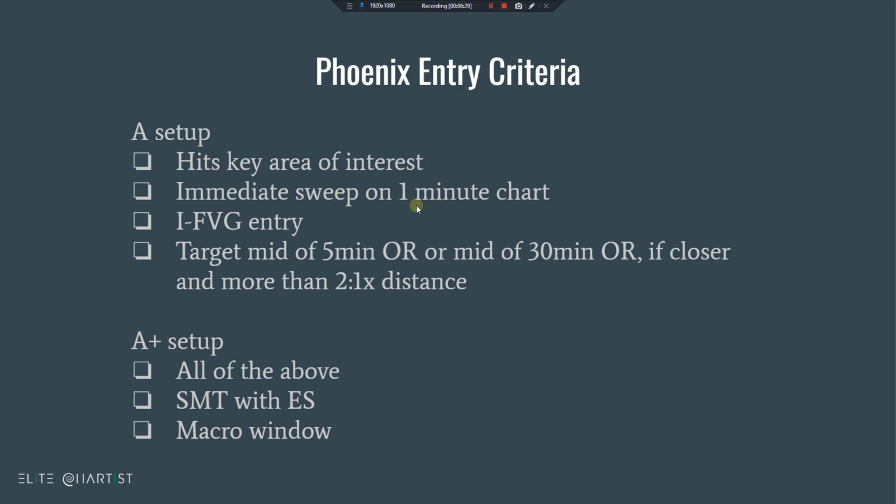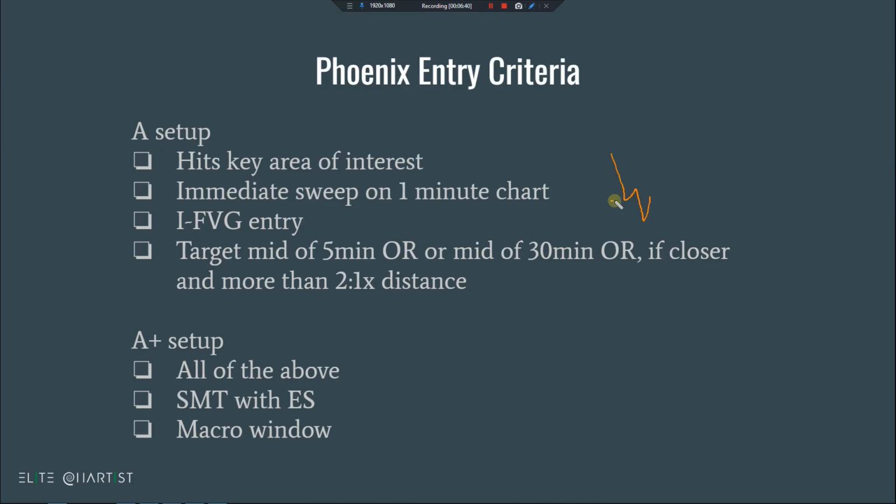Phoenix, you're going to hit the key area of interest. I kind of just showed it in the last little drawing I did. You're immediately going to get a sweep on the 1 minute. So I like to see if we hit the area, I like to see the mini sweep like that, come right back in immediately. There's your inversion, and take it back to the opening range. You could take it to the low, the middle, the other side. It depends.